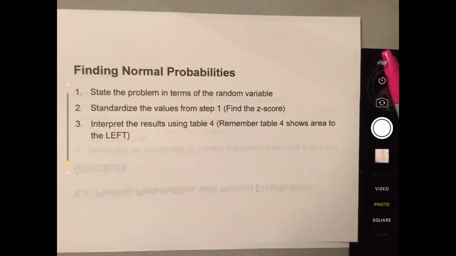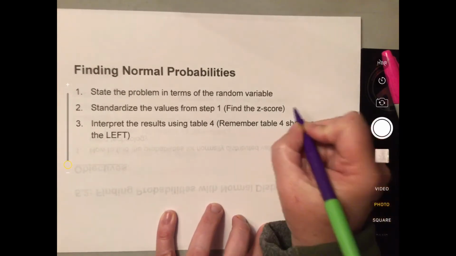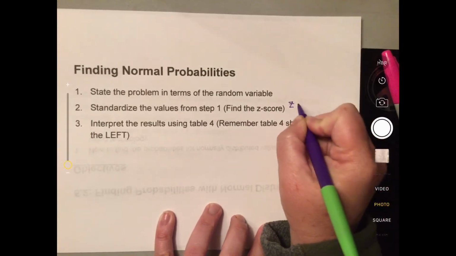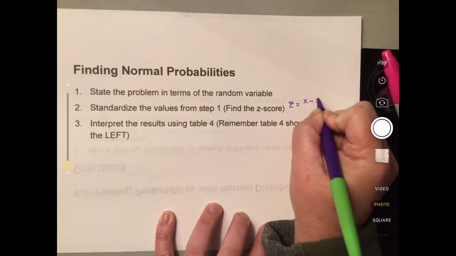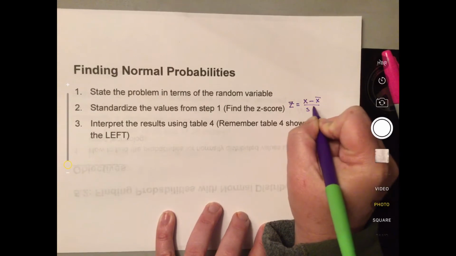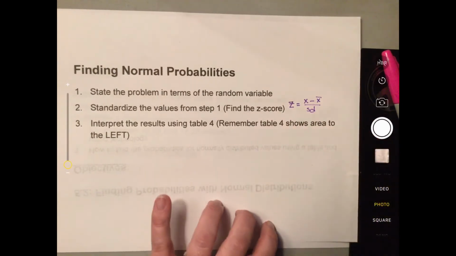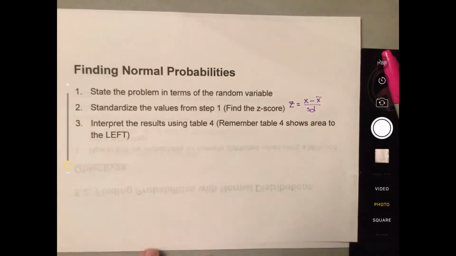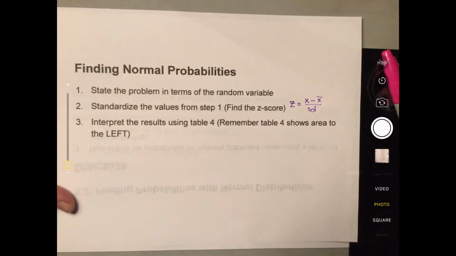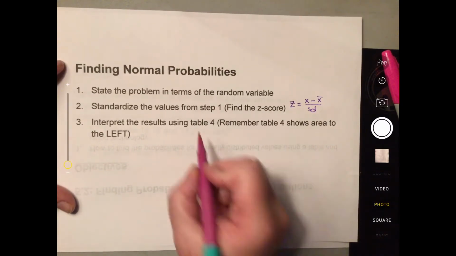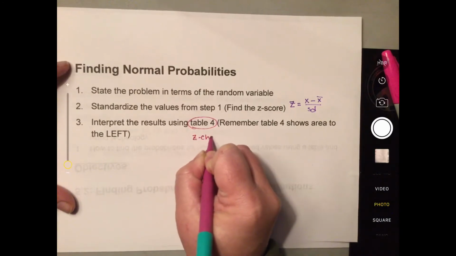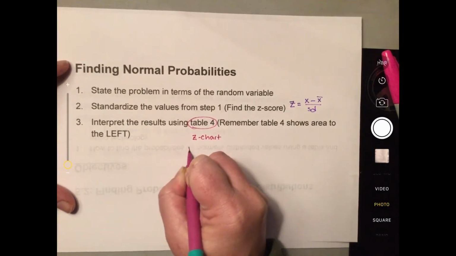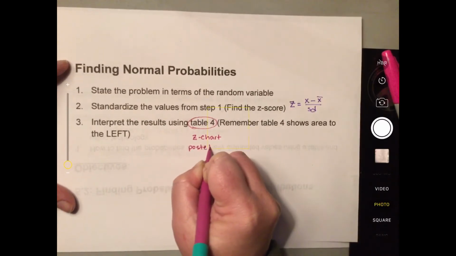Standardize the values from step 1. In other words, find the z-score. If you remember from previous classes, the z-score is your random variable minus the mean divided by the standard deviation. And then you're going to interpret the results, essentially going from the z-score to an area using Table 4. Table 4 is just the z-chart, okay? That is posted in resources for you.